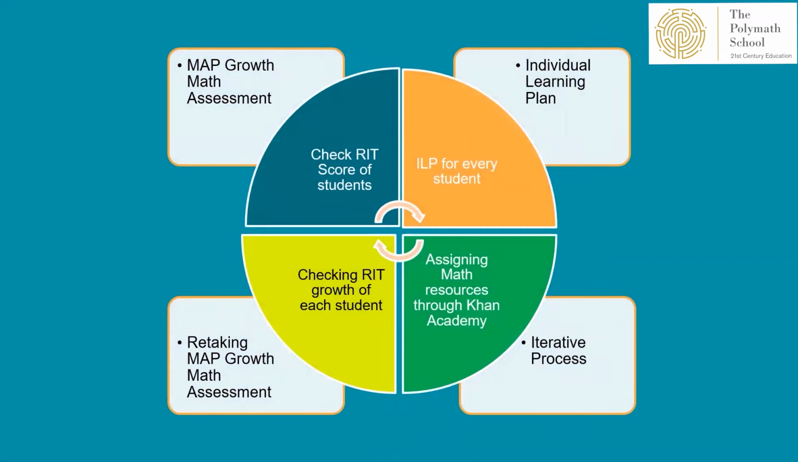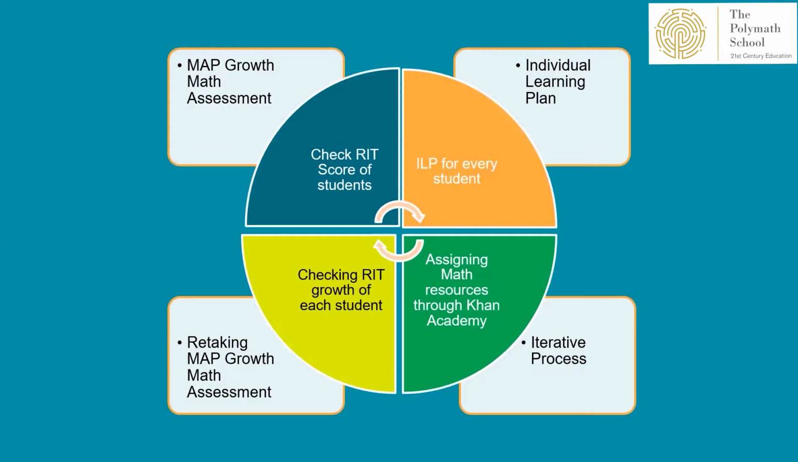Basically, this is a cyclical process wherein we start by taking the MAP Growth math assessment for each student, and that assessment gives us the RIT scores of students. After that, we create individual learning plans for every student, highlighting the gaps in skills of the students in almost 13 topics of mathematics.